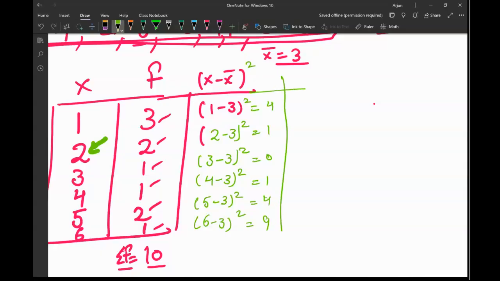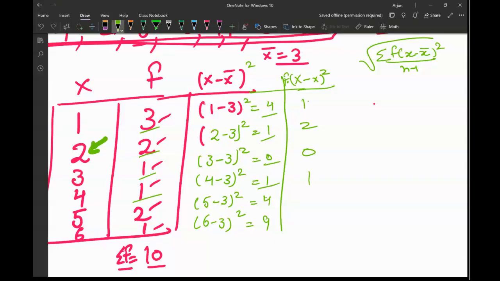Now the next step is to multiply it with the frequency. Because the formula was the square root of sigma f times (x minus x bar) squared, divided by n minus 1. So (x minus x bar) squared times frequency. 4 times 3 is 12. 1 times 2 is 2. 0 times 1 is 0. 1 times 1 is 1. 4 times 2 is 8. 9 times 1 is 9.